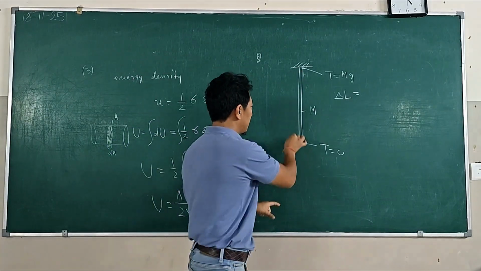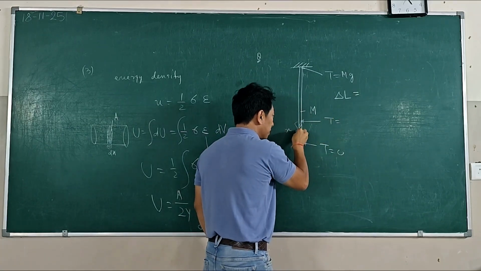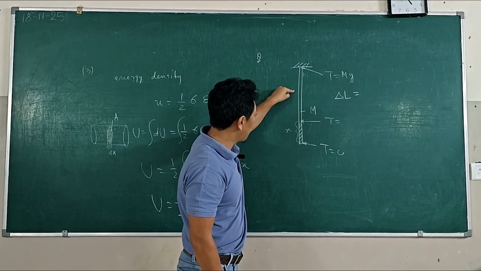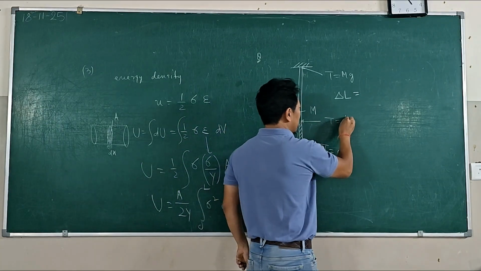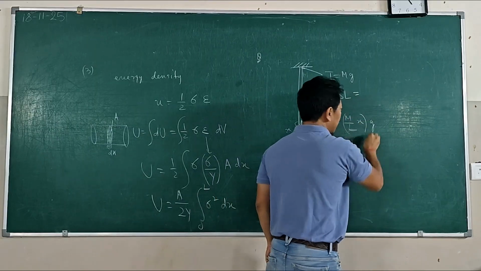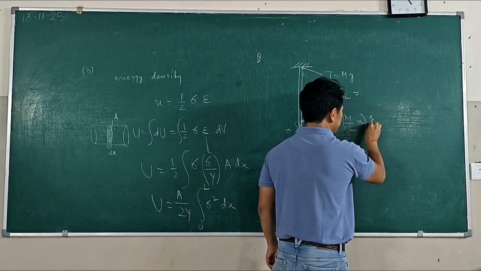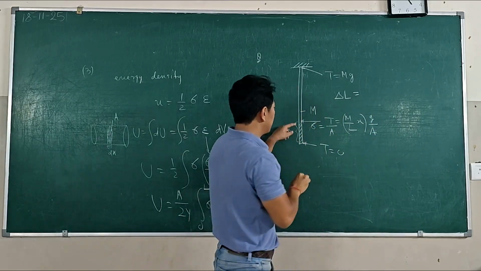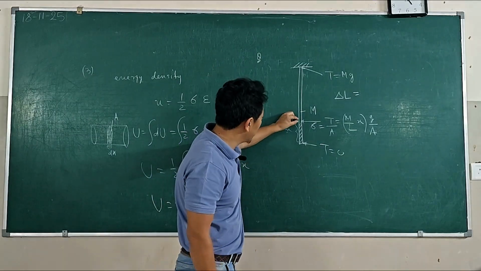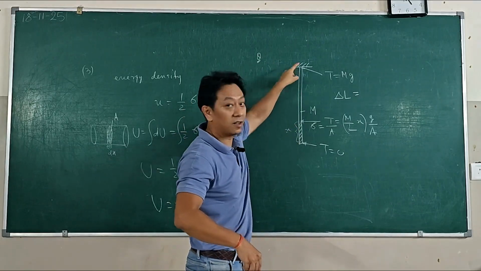So if somebody asks you to find change in length, what will you do? First, at some distance x, find tension here. What will be tension there? Take this much part as system. Tension here will balance the weight of this. What is the weight of this? Total mass by total length into length of this small part into g. That is tension. So what will be stress? Tension by area. So that will be stress at this point, which changes with x. Then what will you do? Take small dx here. Find change in length of dx. Then integrate that from here to here.